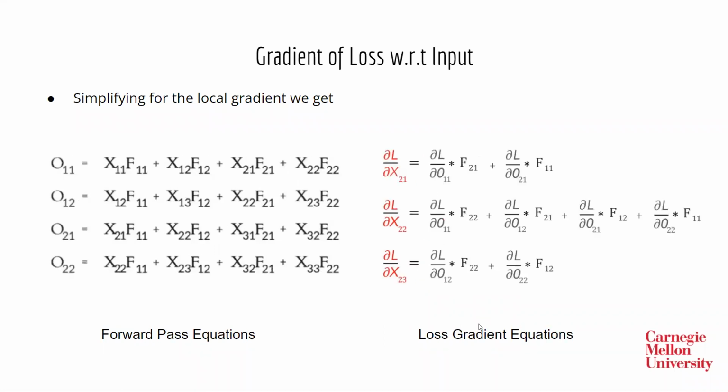Let's look at some other input. Say the gradient of loss with respect to X22. Which outputs are affected by X22? Can anyone tell? Which outputs are going to be affected by the input term X22?